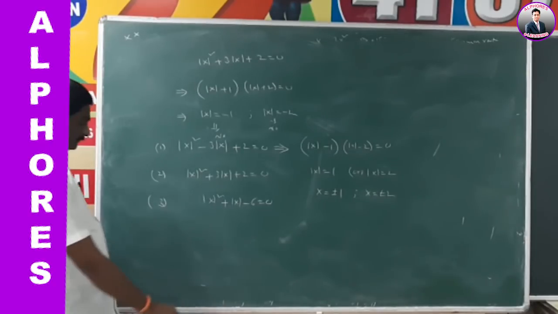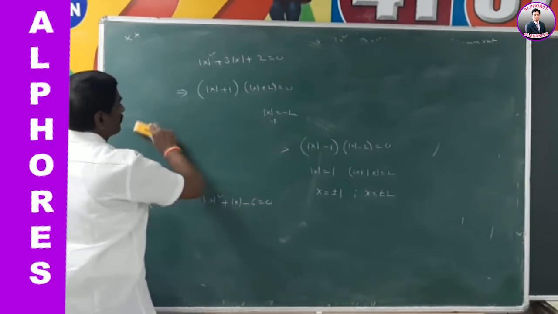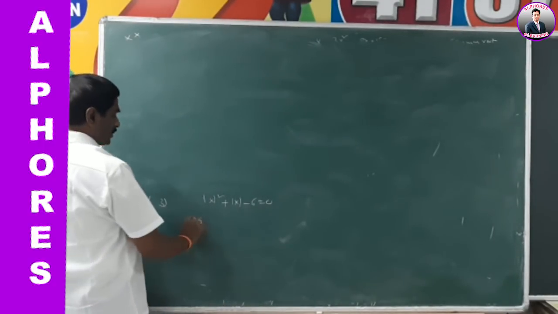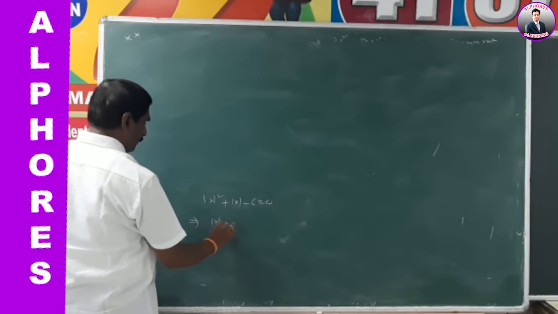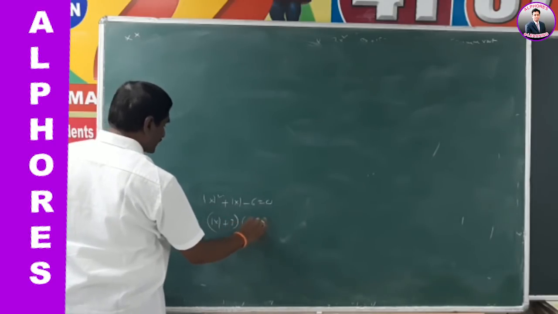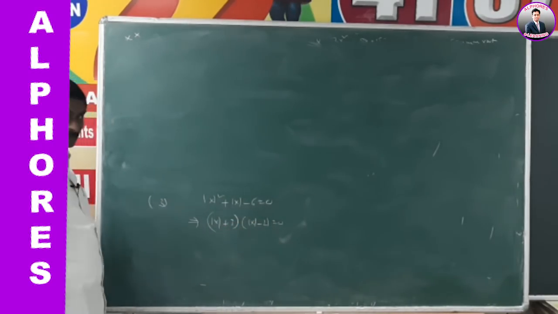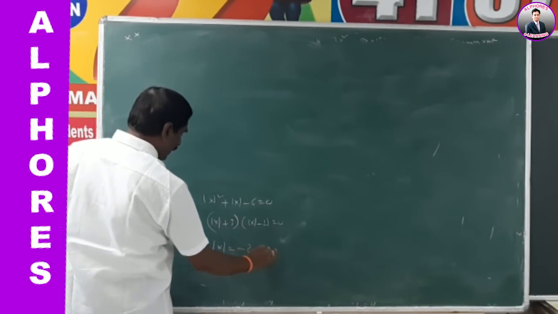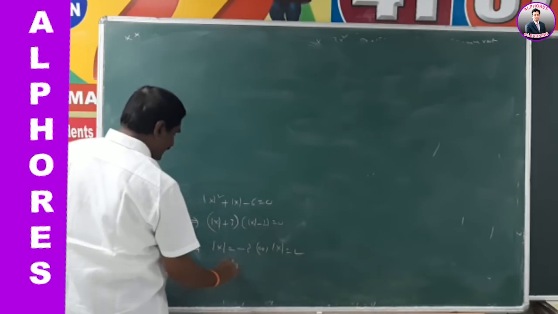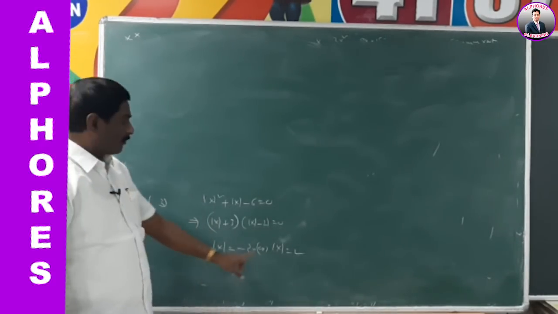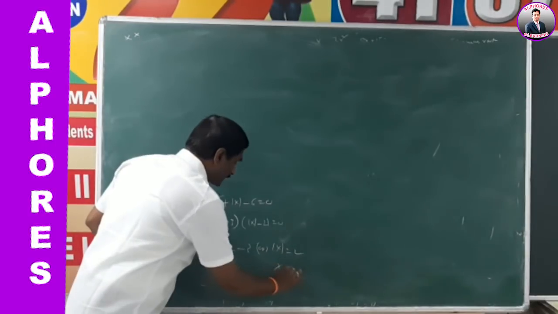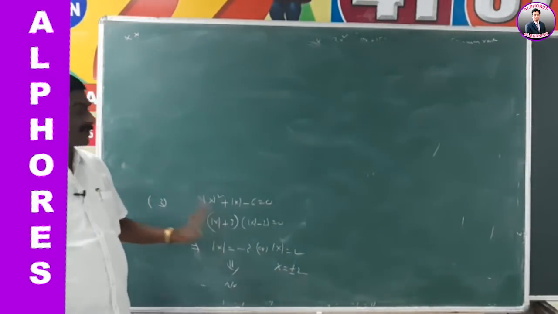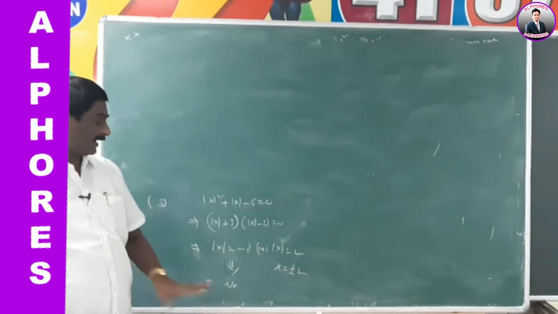Next, the last one. Mod x square plus mod x minus 6 is equal to 0. It is a quadratic in mod x. So, (mod x plus 3) into (mod x minus 2) is equal to 0. Factorize this. Here mod x is equal to minus 3 or mod x is equal to 2. Mod x is equal to minus 3 is meaningless. Mod x is equal to 2 means x is equal to plus or minus 2. So, we get 2 solutions. Number of solutions of this equation is 2. Okay.